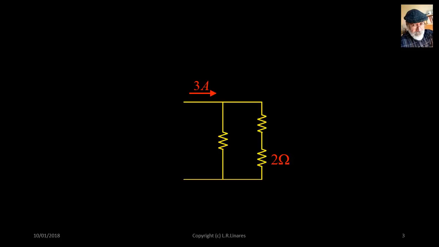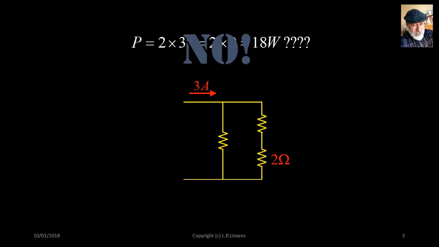You see that current there, 3 amps, and the resistor, 2 ohms? Tell me, can you use the RI squared formula to find the power in that resistor? Say the power is RI squared, 18 watts? Of course not. Why not? Because that is not the current in that resistor.